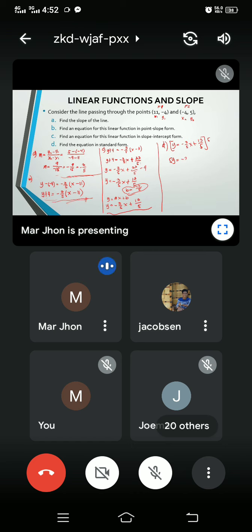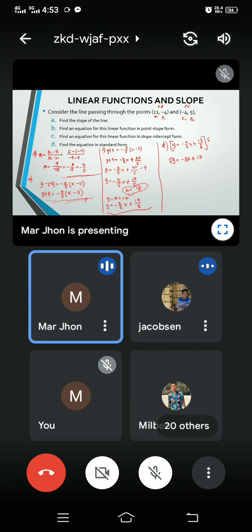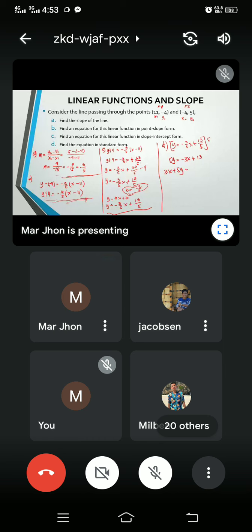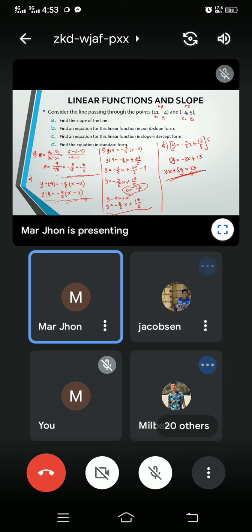So, we have negative 3x. Then, we have plus, cancel the 5 of 5, so we have 13. So, we move the 3x, from negative to positive, plus 5y remains, is equal to 13. So, that is your standard form of the equation. Now, the results, sir. So, these are the answers.